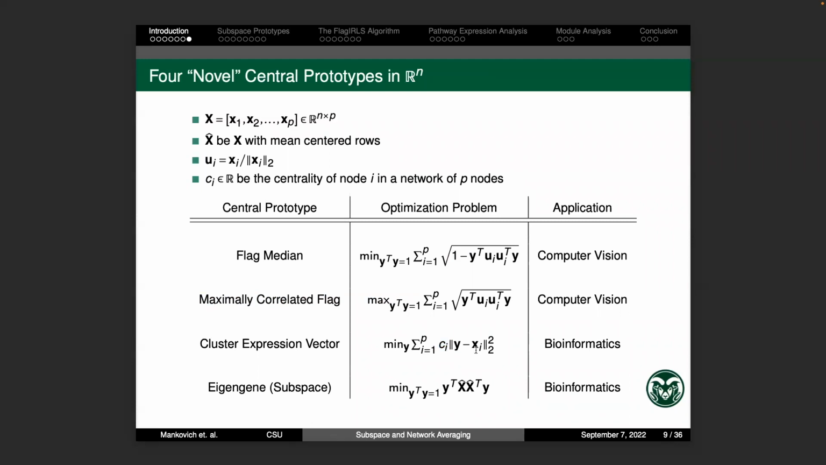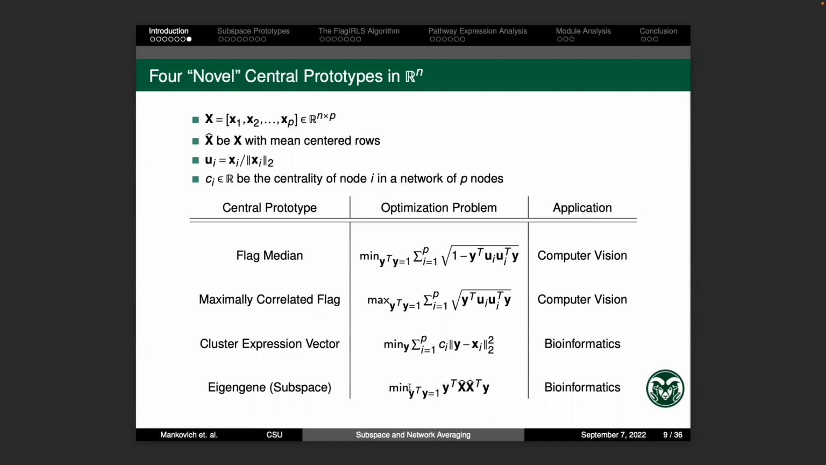But it turns out that the eigengene doesn't necessarily have to be in Rn, and so I call it an eigengene subspace. This is another subspace prototype, like the flag median and maximally correlated flags. Again, we're going to formalize subspace soon. And the eigengene subspace is the solution to this minimization problem.